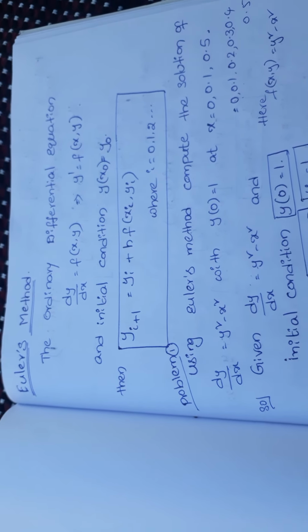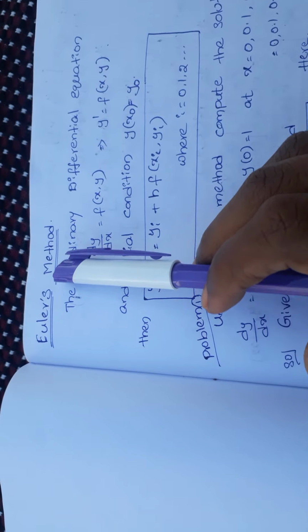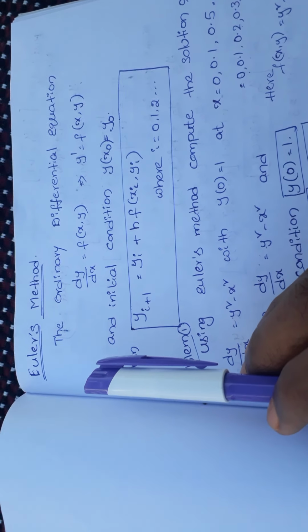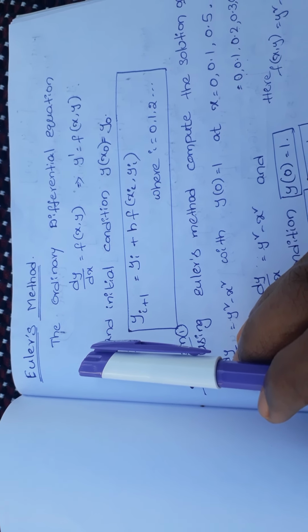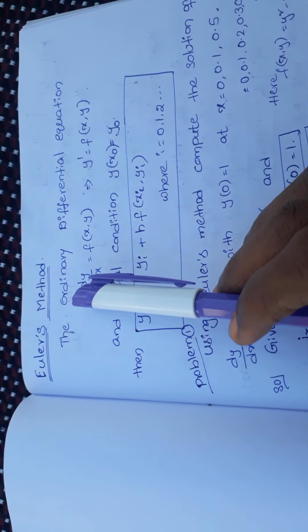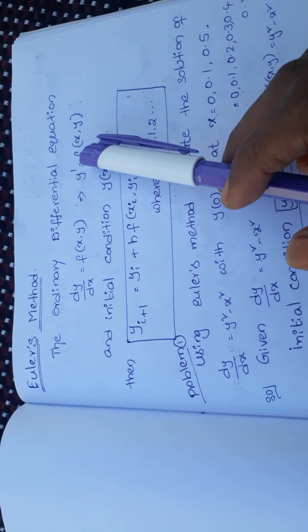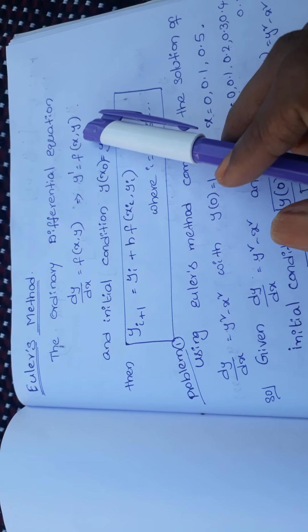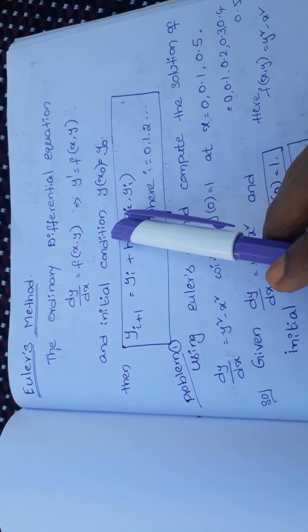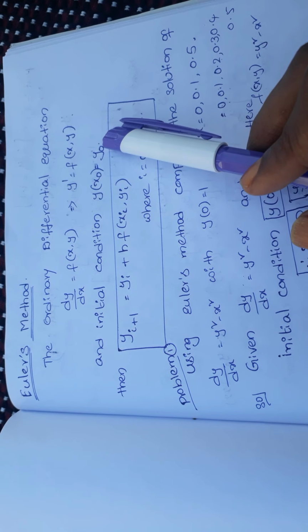Good morning, students. Today we are going to discuss Euler's method. We already know Taylor's method. Similarly, the ordinary differential equation is dy by dx is equal to f of x comma y, that means y dash is equal to f of x comma y, and the initial condition is y of x naught is equal to y naught.